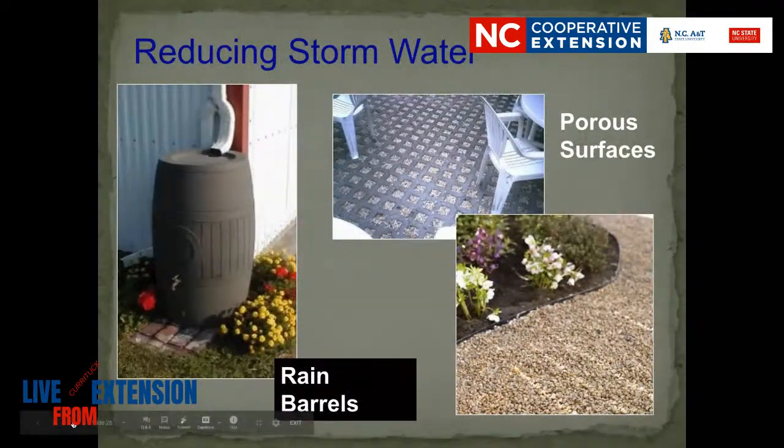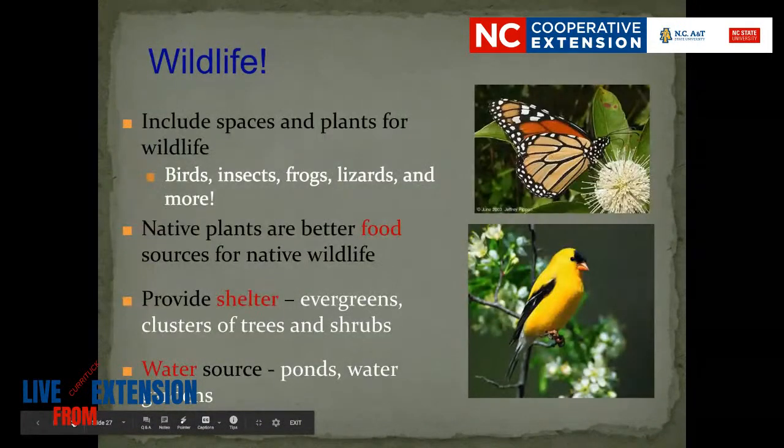Another way is to reduce runoff. We talked about the permeable landscaping, and rain barrels are also a great way to capture the water that runs off of your roofs. And it saves you in water costs. And rainwater is far better for plants than any kind of irrigation. It's full of minerals and the nitrogen that it gets from the air.